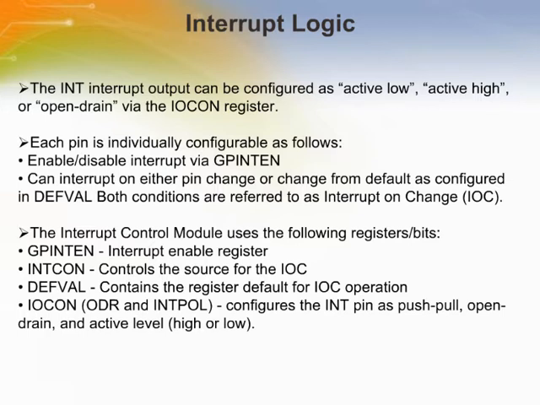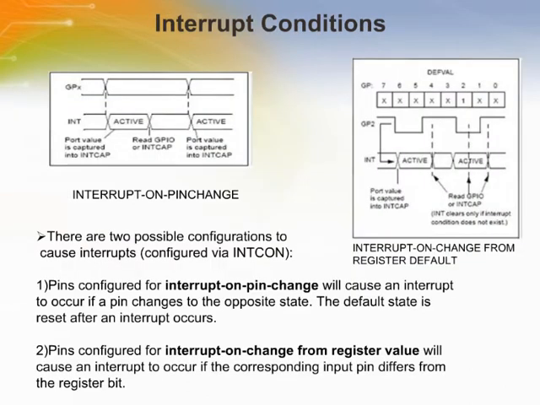This slide addresses how interrupt logic is configured in the MCP23S09. The INT interrupt output can be configured as active low, active high, or open drain via the IOCON register. Each pin is controlled through GPINTEN interrupt enable or disable. Only those pins that are configured as an input with interrupt on change enabled can cause an interrupt. Pins configured as an output have no effect on the interrupt output pin.